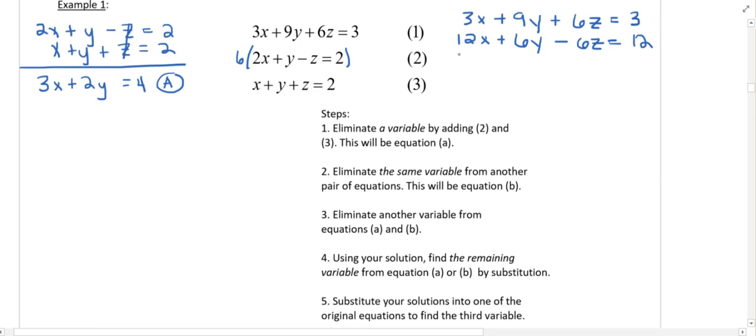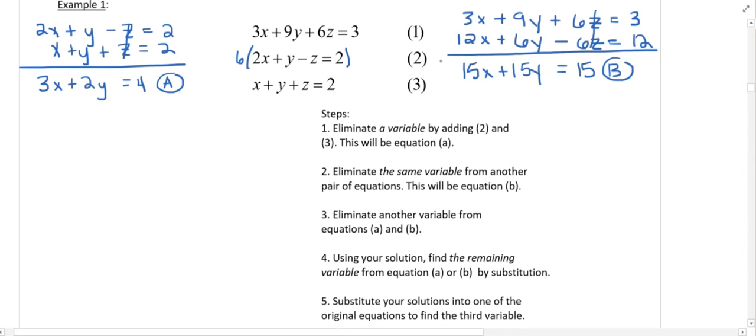Okay, then I'm going to add these together. This is going to give me a 15x plus 15y. My z's are going to eliminate. And 3 plus 12 is going to give me 15. This is going to be equation B. Once you do those first 2 steps, now you have a system of 2 equations with 2 solutions here.